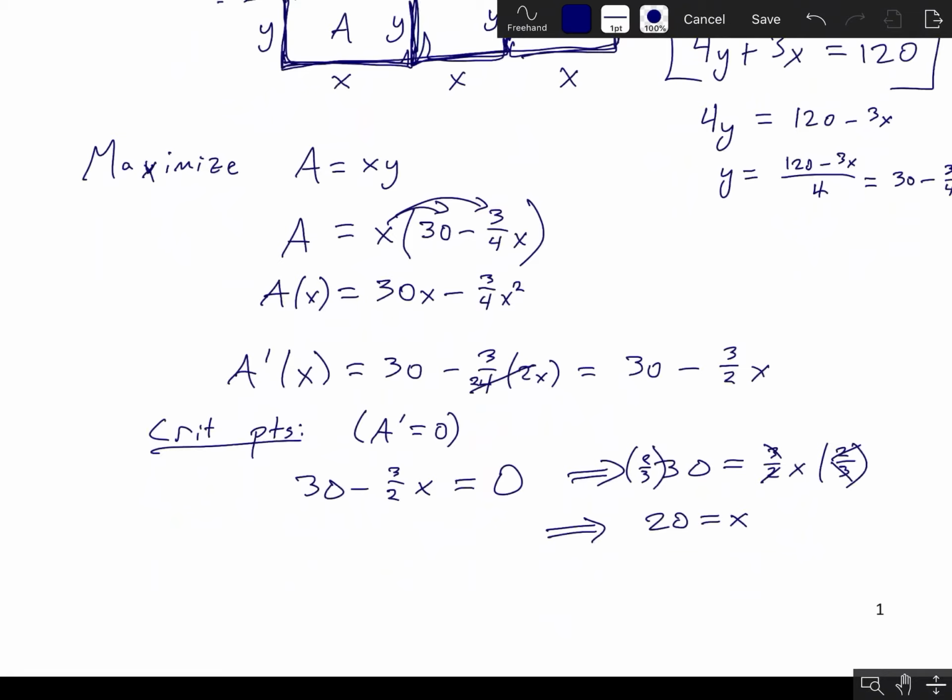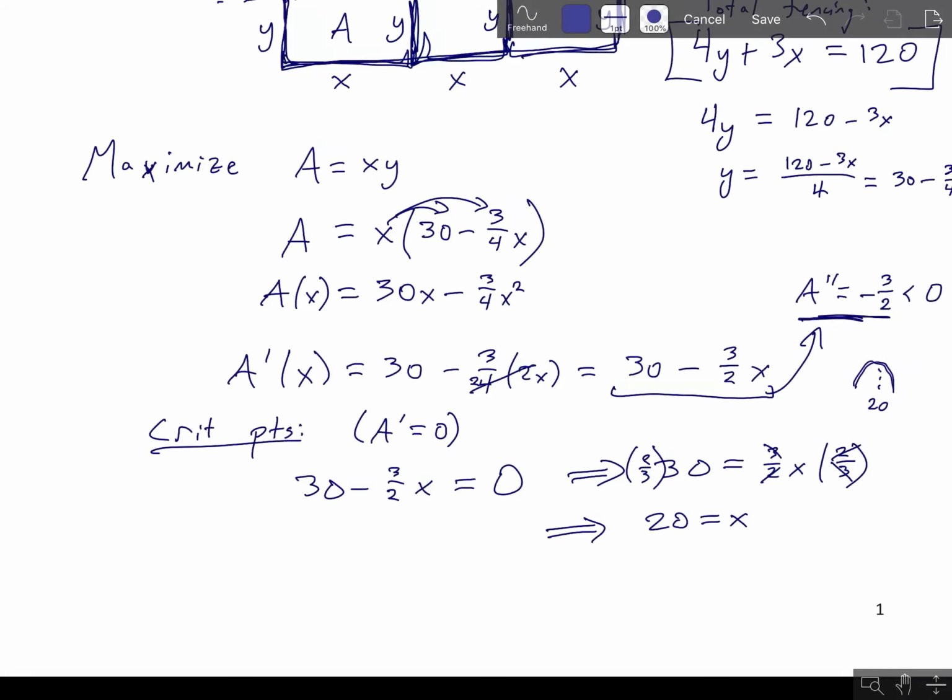But to verify that it's a local max, you could use the second derivative test. The second derivative here is A double prime, so maybe I'll come back up here. If A prime is 30 minus 3/2 x, then A double prime is equal to the derivative of this expression, which is negative 3/2. And notice that that's a negative number. So in other words, this point 20 is a critical point, but it's also a critical point that has a negative concavity. So that would look like this, and therefore 20 represents a local maximum.